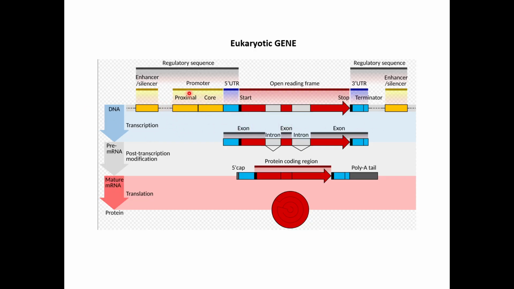Then once your promoter region has your transcription factors, which will then recruit your RNA pol, you will have the transcription process being initiated. Then we have our pre-mRNA, which will have your exons, introns, etc. And then we have post-transcriptional modifications. So we get our mature mRNA.